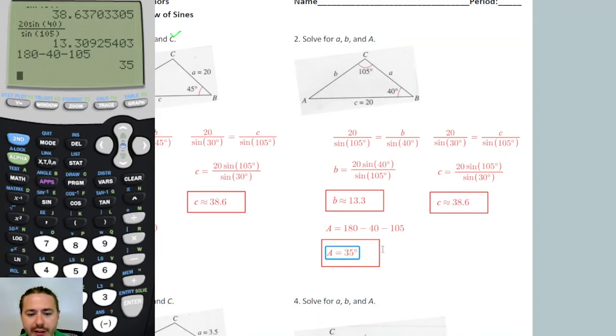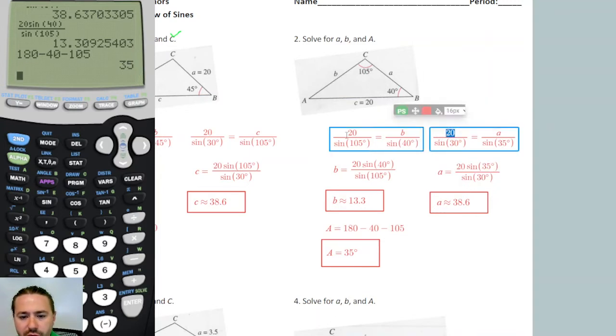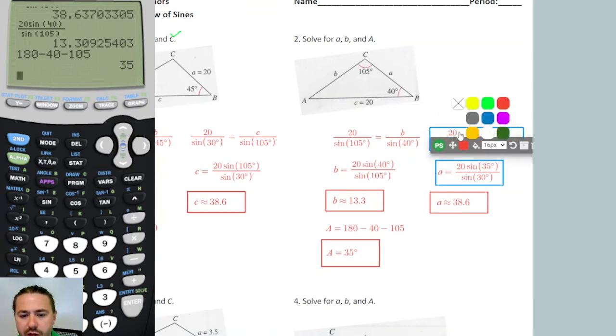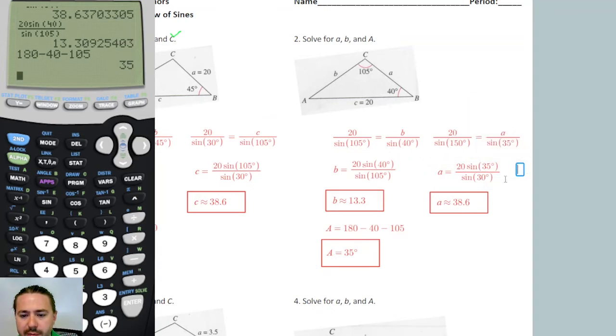Okay, and then finally we need side A, which now we know angle A, so we can actually solve this. So we know angle A is 35 degrees. Over here, we'll use the same one we started with, which is 20 over sine of 150. So we should get 20 times sine of 35 divided by sine of, oh, not 150, 105. I'm sorry.